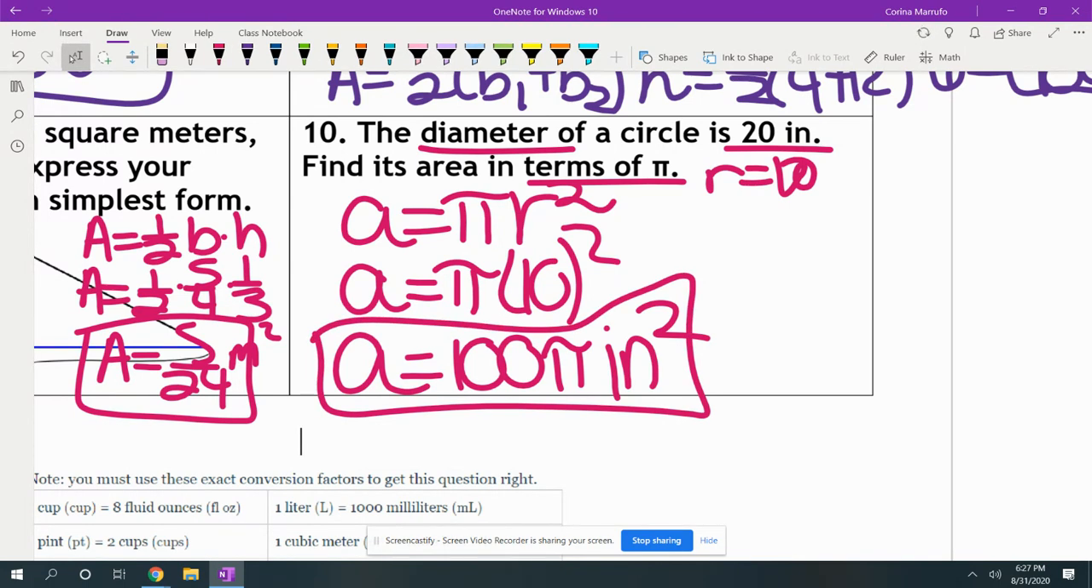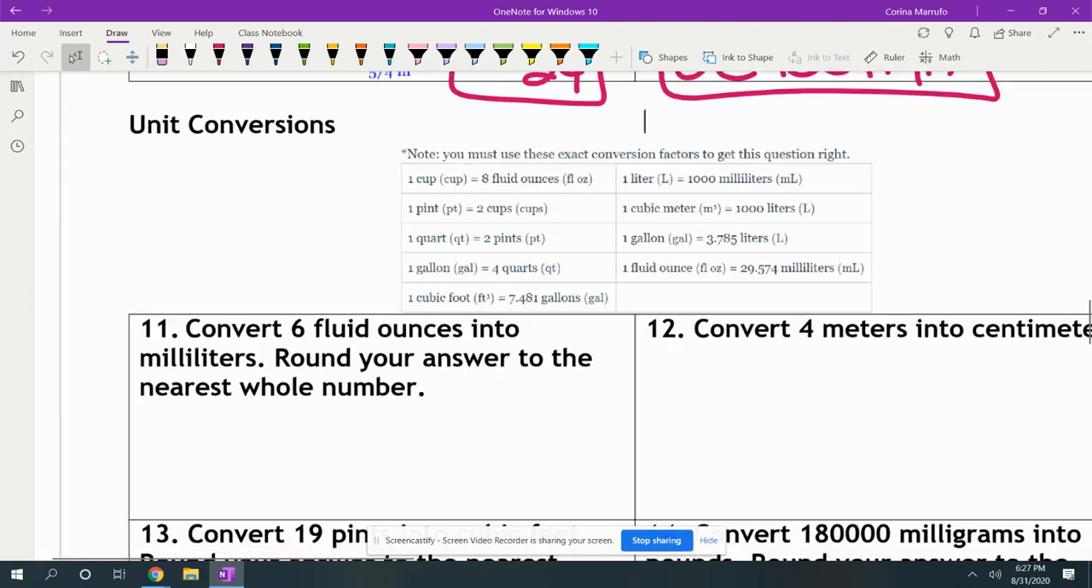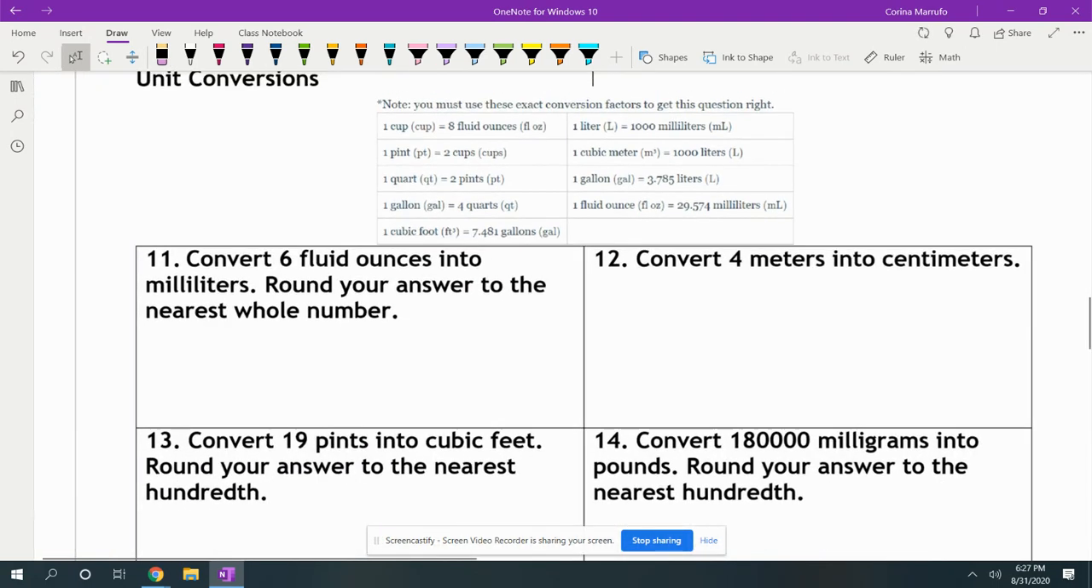And that's it. All right, the last section is unit conversion. So they want us to convert 6 fluid ounces into milliliters. So we need to look for fluid ounces and milliliters. So let's see.